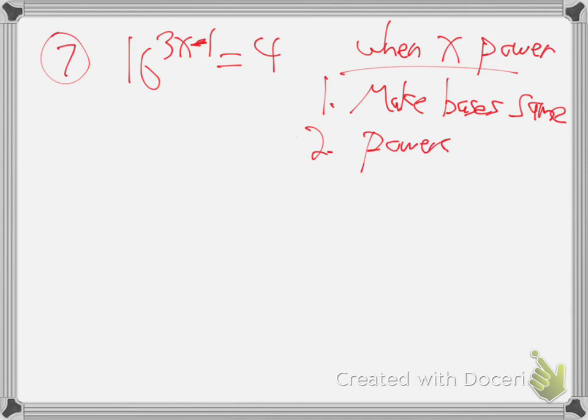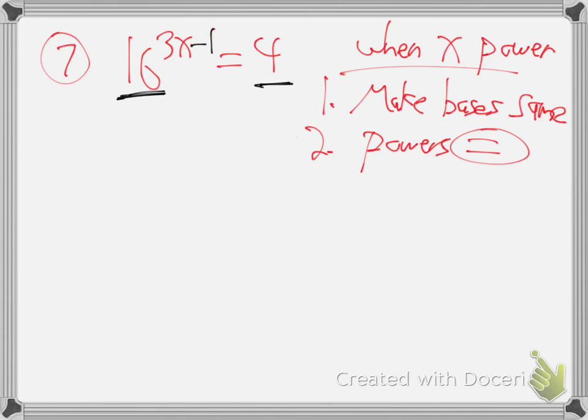Then the powers are equal. Make the bases the same, then you can set the powers equal. That's the game plan. What do I mean? 16 and 4 are bases. They're the bottom part. And the 3x minus 1 is the power. So I'm going to make the bases the same.